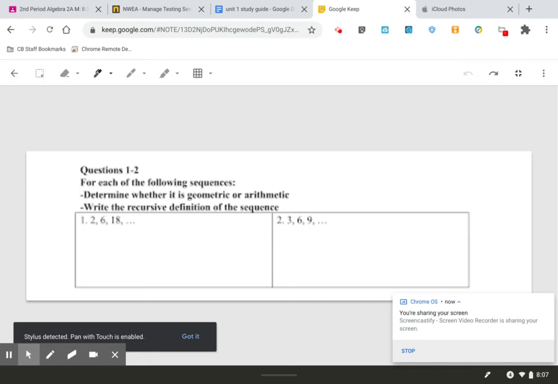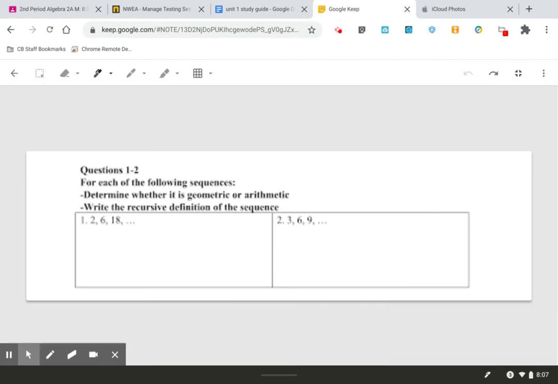All right, so we are going to go over the study guide for the Unit 1 test. I will go through all the questions and explain to you how to do them. This will be very similar to the questions that you'll see on the test, just different numbers. Obviously, make sure you reach out to me if there's anything that you still don't quite understand.